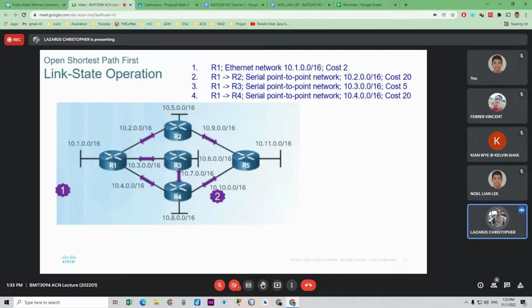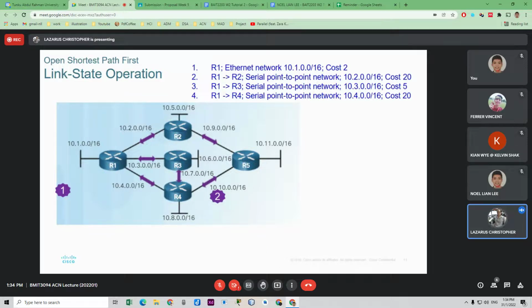This is, as an example, a topological diagram that shows the cost provided, right? So router 1, network 10.1.0.0/16, cost is 2. This is basically a virtual interface, the loopback. Then router 1 to 2, the network address is that, cost is 20. Here cost is 5, here cost 20, right?